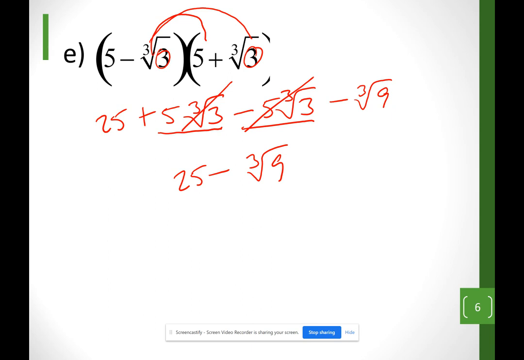Cube root of 9, I cannot simplify. That stays as a radical. A whole number with a radical I cannot combine. So just leave it at that.